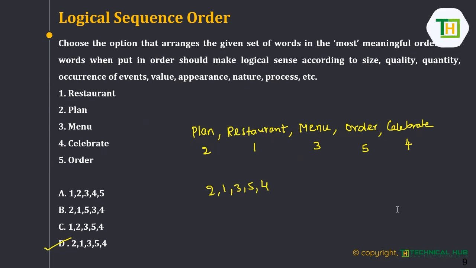2, 1, 3, 5, 4. Occurrence of events is correct. Size, so that is not at all correct. So how can I say based on size that I can arrange this restaurant, plan and celebrate?